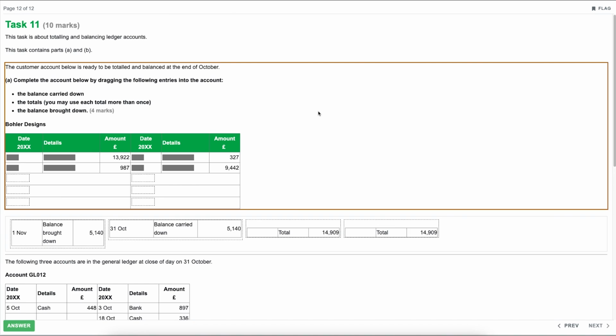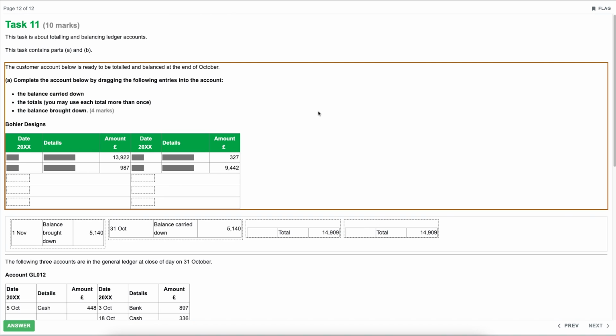Part A, complete the account below by dragging the following entries into the account. So we've got the balance carried down, the totals, and it says you may use each total more than once, and then finally the balance brought down. The first thing that you need to take note of here is that this is a customer account, so this account is showing how much they owe to us.